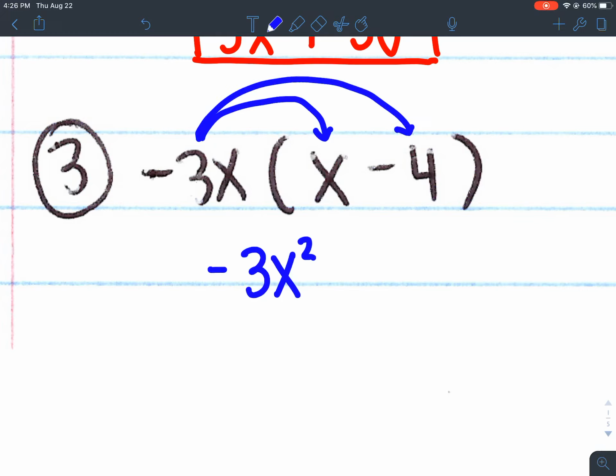Negative 3x times negative 4 is going to be positive 12x, because remember, there's an x here, so it's going to be 12x.